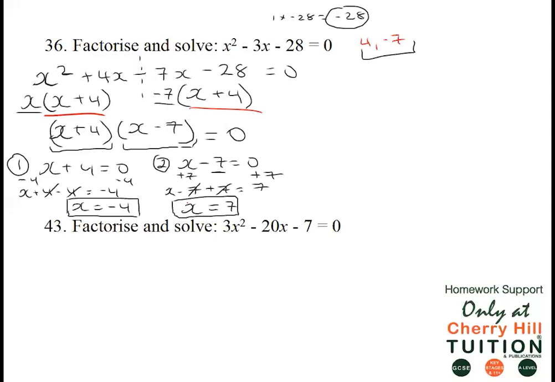Okay? So hopefully that made sense. We have this extra step here, just because it is asking us to solve. Try this question on your own again and see if you get the correct answer. If your answer is correct, then try question 43 on your own and then press play to see my method and answer.